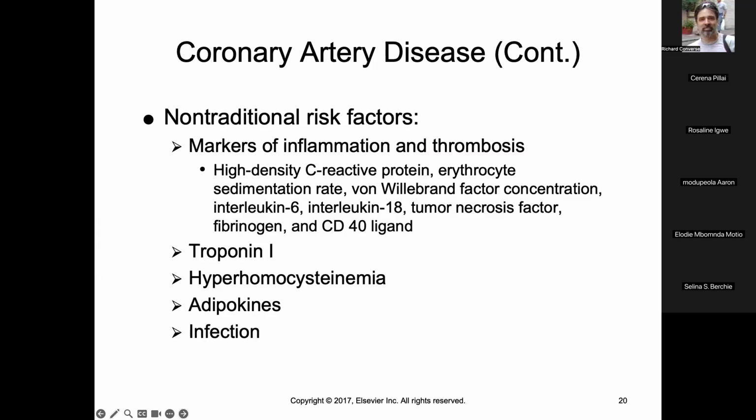And then I don't know that we addressed troponin 1, did we? I don't think we did. Okay. All right.